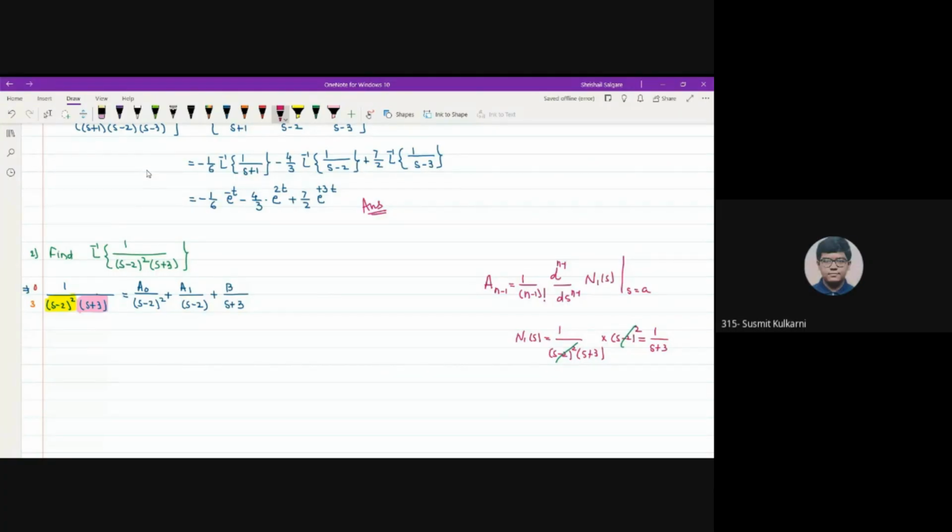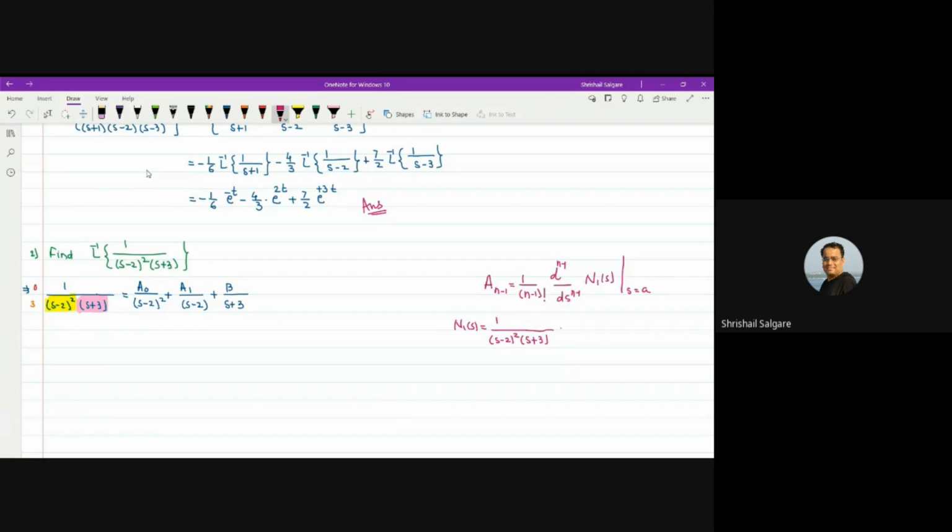You have to find n1(s) in our case. Right? When finding n1(s), take the given function as it is. What did I write? 1 upon (s minus 2) bracket square into (s plus 3). Up to here, any doubt? I think no doubt.